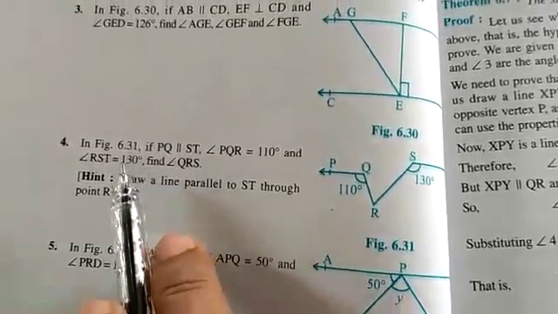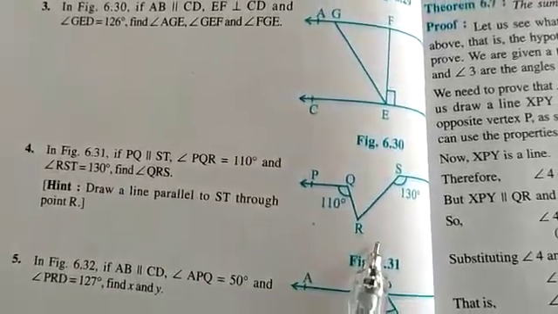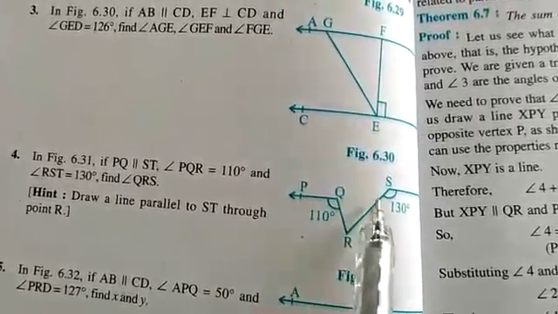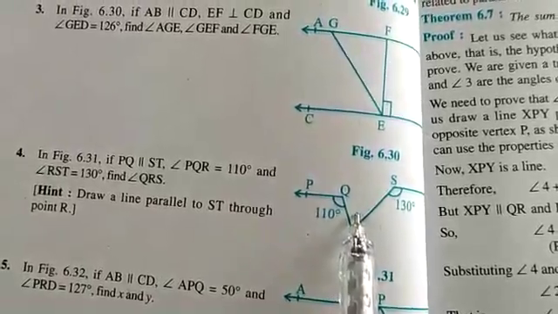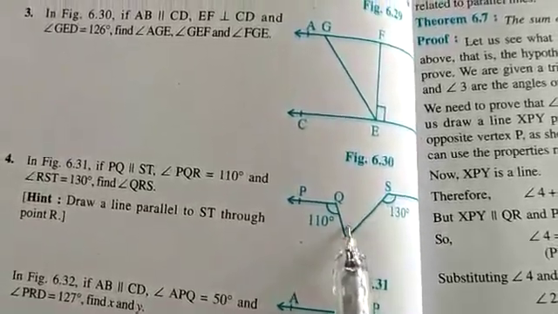Question number 4. The question is given here. You can look nicely. In this question, these two lines are parallel, and these two values are given. We need to find the value of angle QRS.